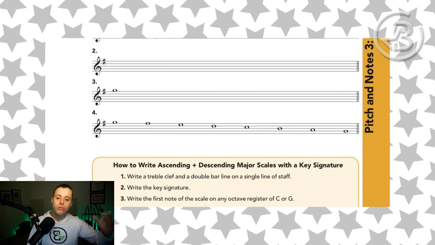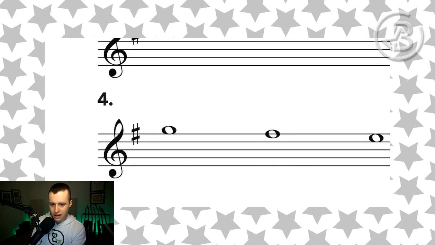But this time you don't need to worry about the whole and the half steps, because the key signature takes care of that. You don't need to calculate and go, oh, whole, whole, half, because this sharp right here on the F line automatically makes all Fs sharp.